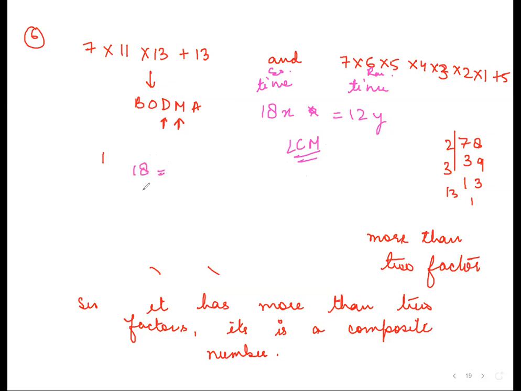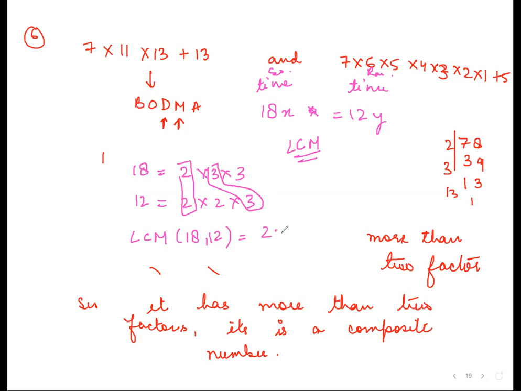Do the prime factorization of 18 and the prime factorization of 12. So how much is 18? 2 into 9, that means 2 into 3 into 3. And 12 is 2 into 6, so 2 into 2 into 3, right? So the LCM of 18 and 12 will become: 2 is common here and 3 is also common, so 2 and 3 will come, then you have one more 3, and one more 2. So 2 into 3 is 6, 6 into 3 is 18, and 18 into 2 is how much? 36. So you write that they meet after 36 minutes.